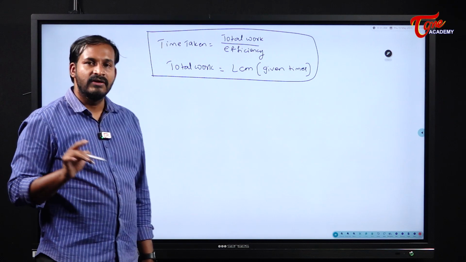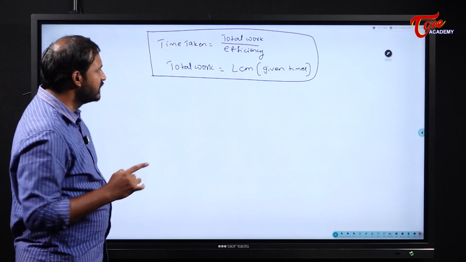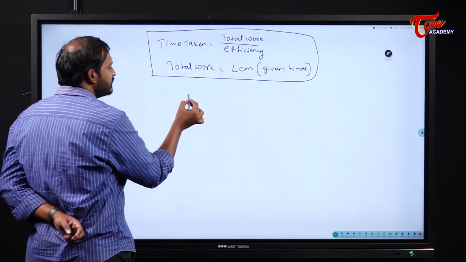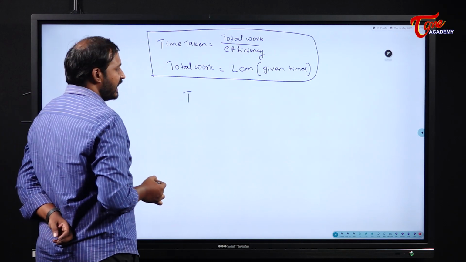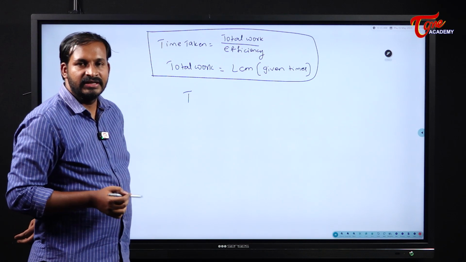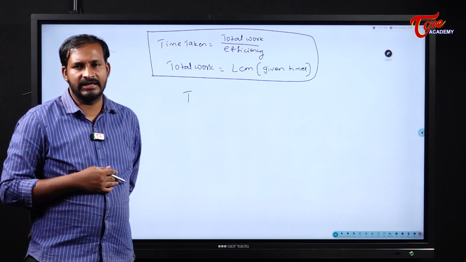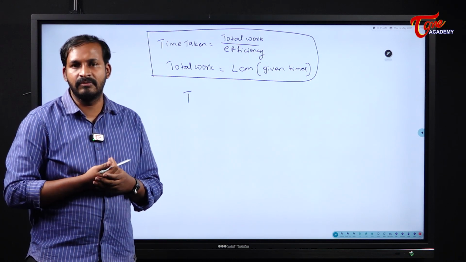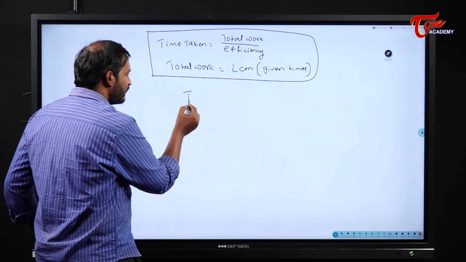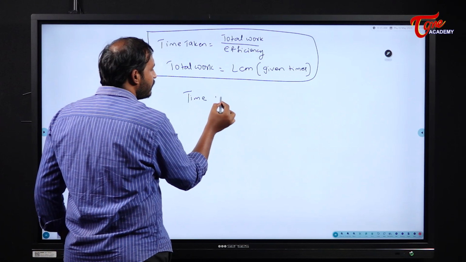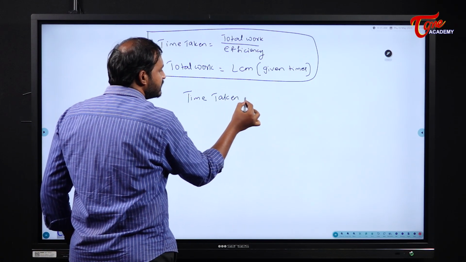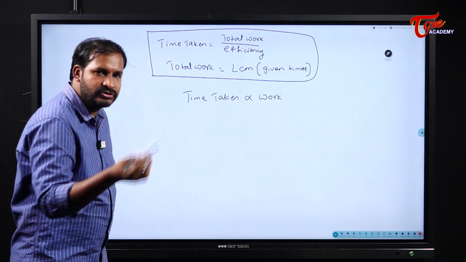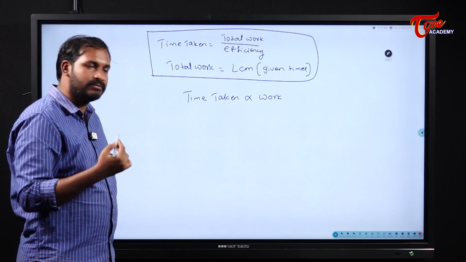Along with this, students, one more thing which is very, very important is the one formula which we most commonly see. See here, students, what is the relation between time and work? Is it a directly related one or an indirectly related one? That means, if the work is more, obviously the time consumption will be more, right? So, time taken is directly proportional to work. If I have more work, I will consume more time. If I have less work, I will consume less time.